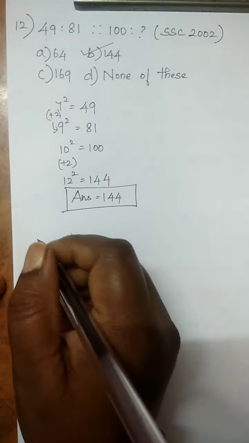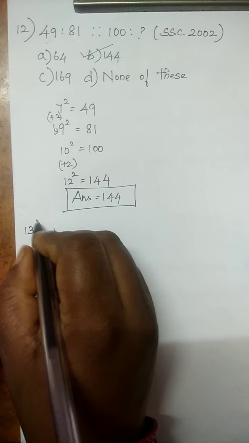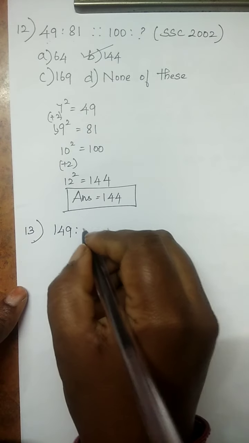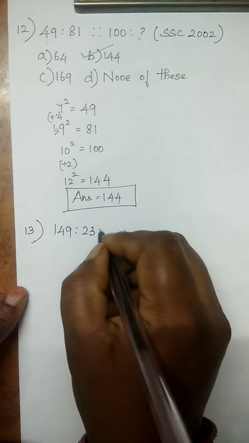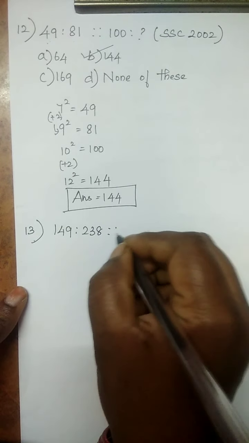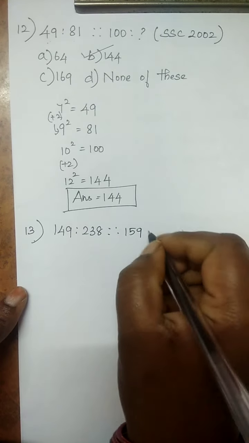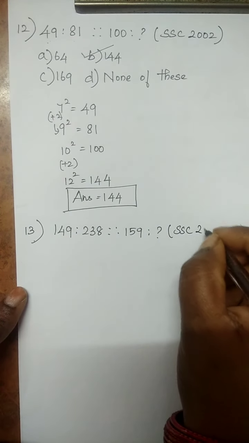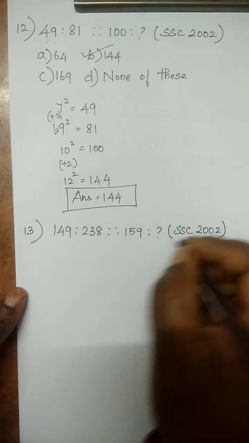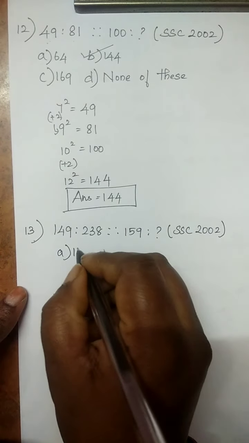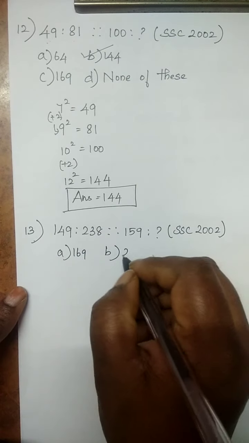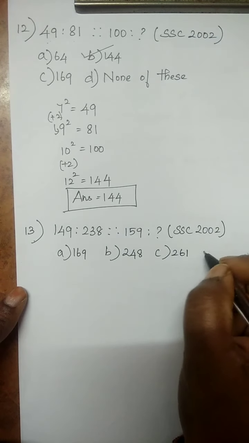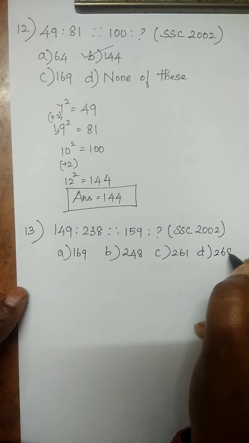Now we are moving to the 13th sum, and this is also an easy sum. 149 is to 238, 159 is to question mark. This sum was also asked in SSC exam 2002. The options are A 169, B 248, C 261, and then D 268.